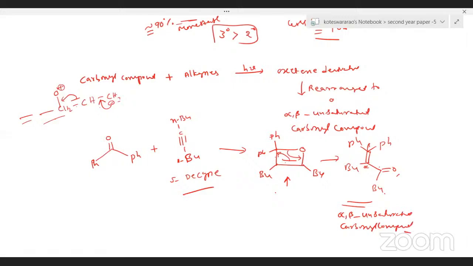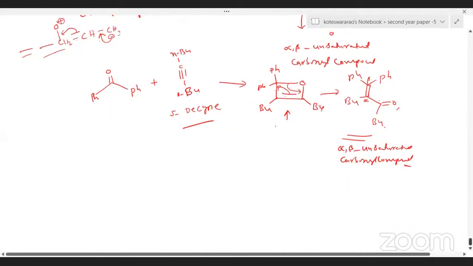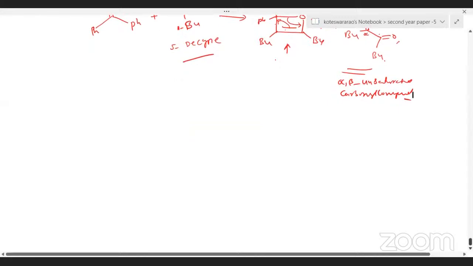Okay, the mechanism is the same. Whatever mechanism was explained for the olefin, the same mechanism is applicable for alkynes also. Right? Now coming to the stereochemistry of the Paterno-Buchi reaction.